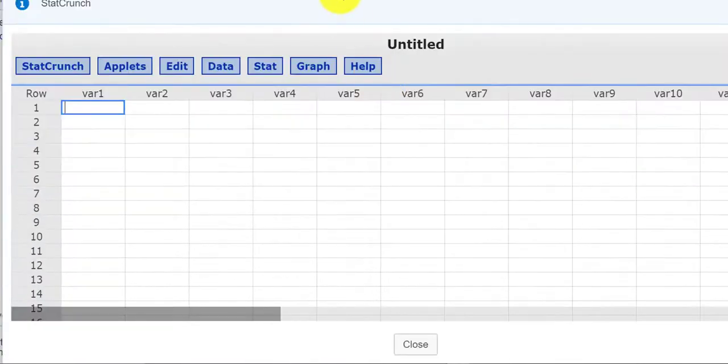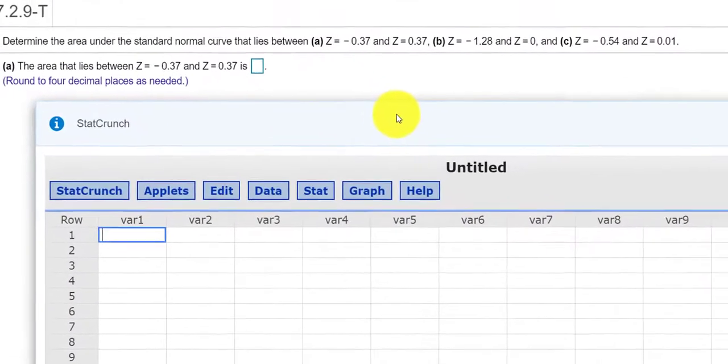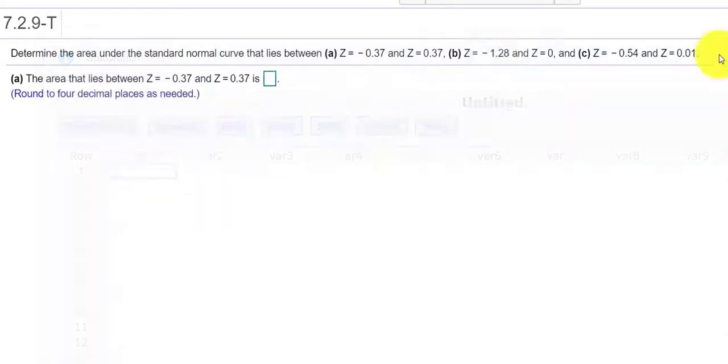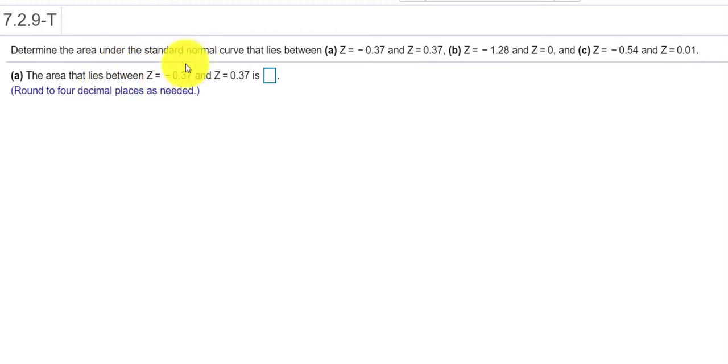Now, we could draw curves by hand. There's a table in the back of the book that will help you do so. But I want to use StatCrunch to do this. So I'm looking for the area under a curve. Oops, let me shrink this. The area under a curve that lies between two values. So it looks like for question A, the two values are negative 0.37 and positive 0.37.